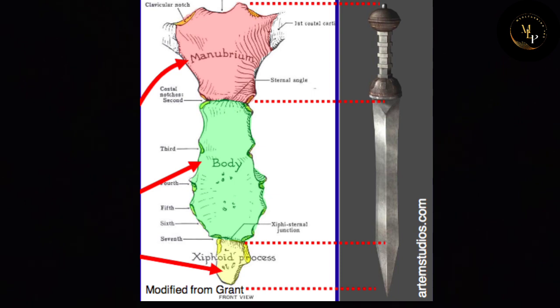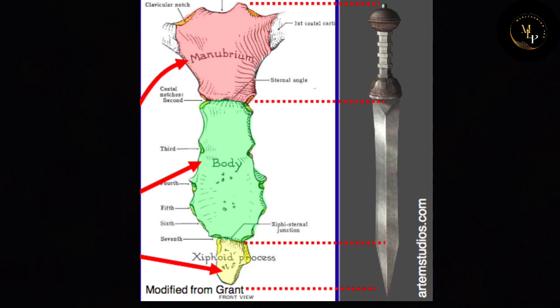So, today our topic of discussion is the sternum. The sternum is also known as the breastbone. It is an elongated flat bone that lies in the anterior and median part of the chest wall. What is the length of the sternum? The length of the sternum is 17 centimeters.